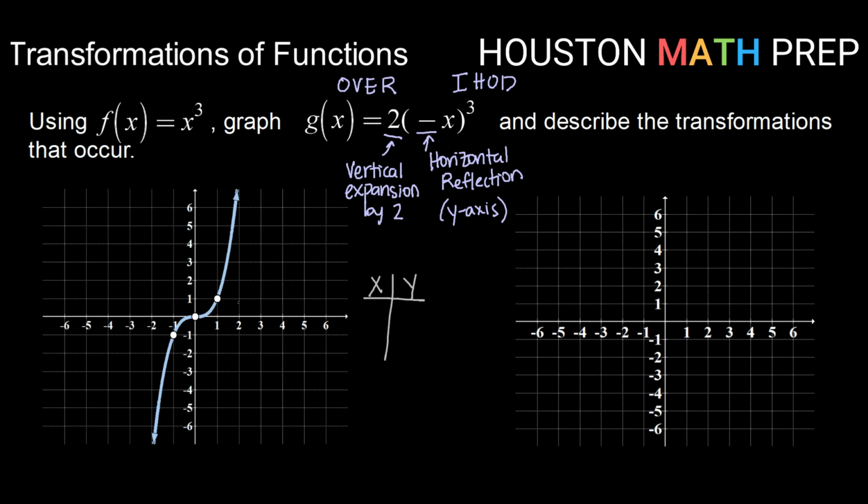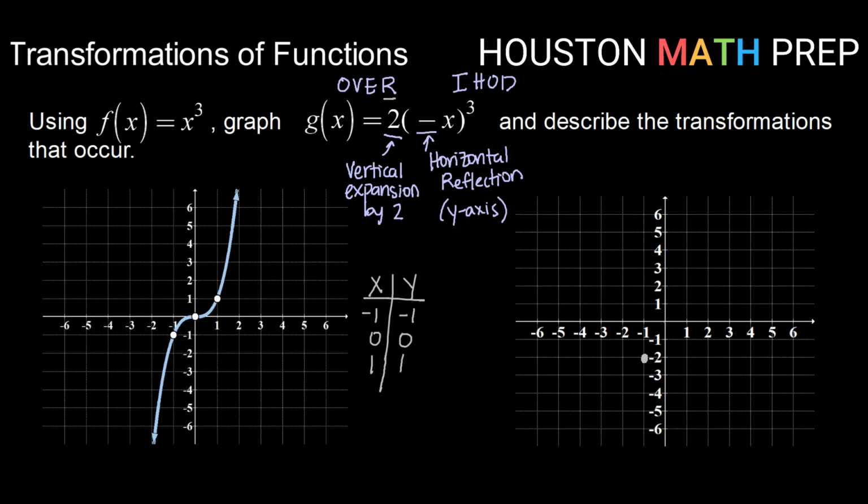Now my general points that I have noted here that fit on my graph, I have (-1, -1), (0, 0), and (1, 1). Now we can think about we're going to be multiplying each one of these y values by 2 because we know outside affects the range, which means it affects the y values. So at -1, my y value is currently -1. Multiplying that by 2, I get a value of -2. So now I have (-1, -2).